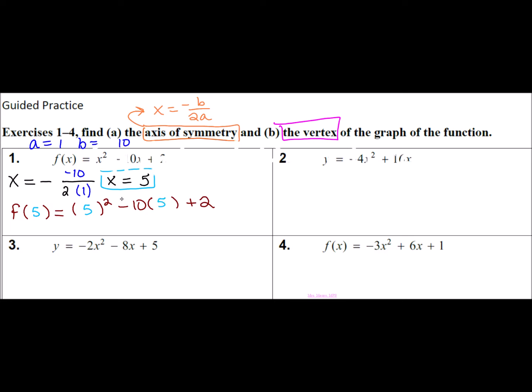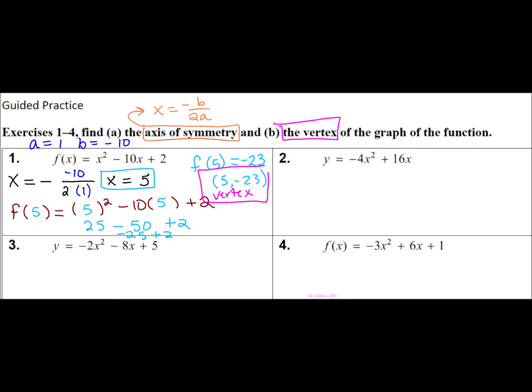Solve this algebraically. So 5 squared is going to turn out to be a 25, minus 10 times 5 is 50, plus the 2. We're then going to go ahead and subtract. So 25 minus 50 is going to become a negative 25, plus a 2. So f of 5 is going to give me a negative 23. So that means that my vertex is at 5 comma negative 23. And this is why function notation is nice, because you can see the input right there.